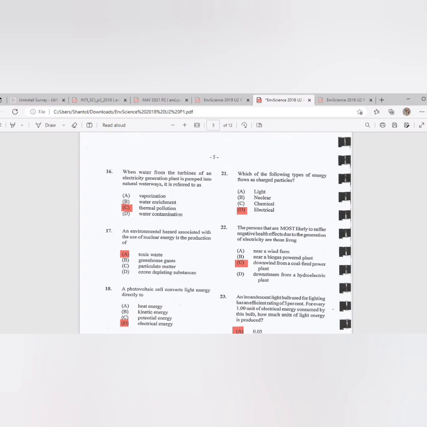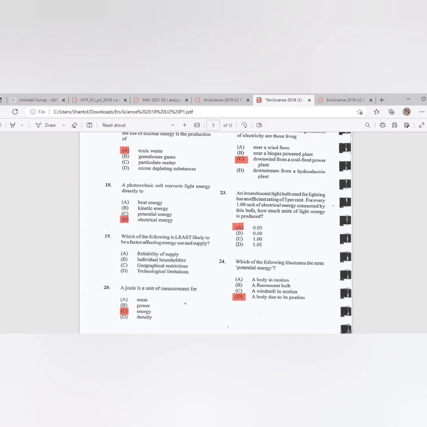20. A joule is a unit of measurement for C. Energy. 21. Which of the following types of energy flows as charged particles? The answer is D. Electrical. 22. The persons that are most likely to suffer negative health effects due to the generation of electricity are those living C. downwind from a coal-fired power plant.